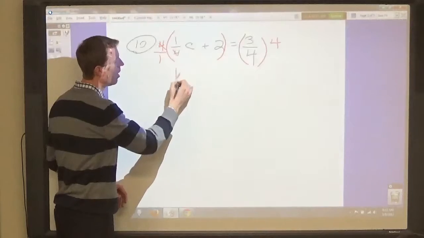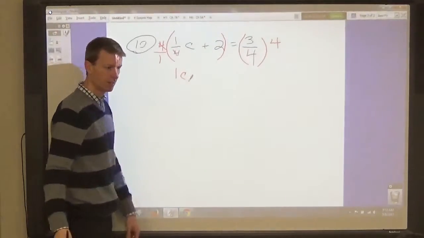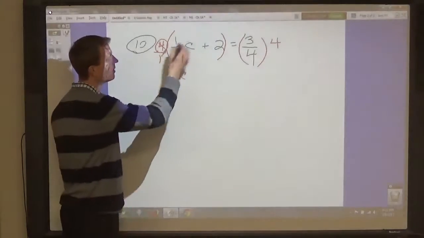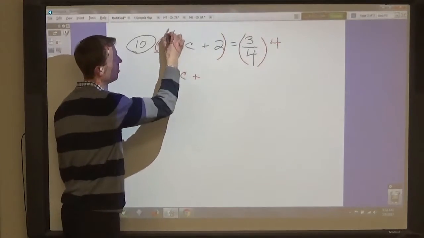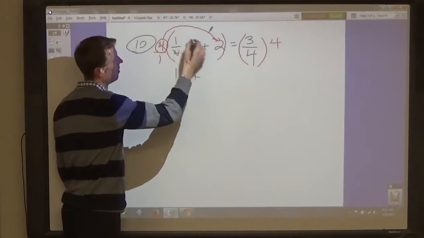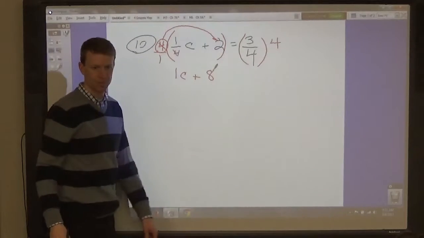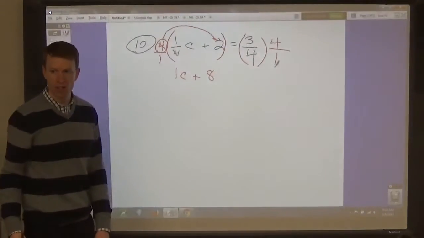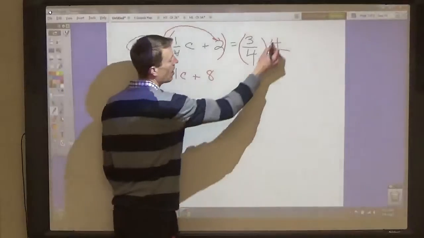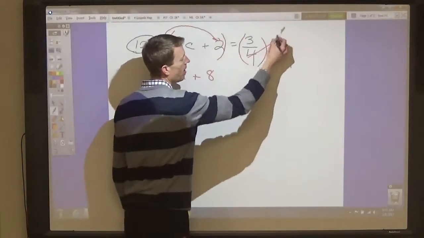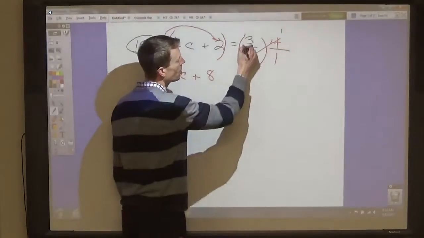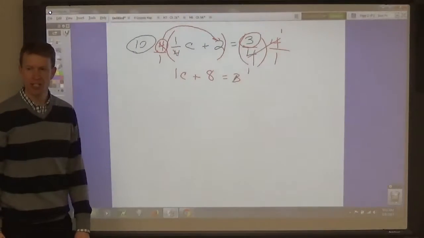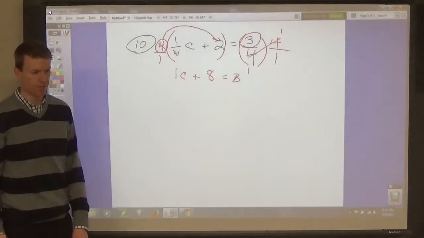So, this is just 1C. And then you have to go back to the 4. This is 4 times 2 is 8. Now, if we multiply this side by 4, you can cross off these 4s, can't you? And make it 1 over 1. And so we're just left with the 3. And then that might be much easier to solve than using the fractions.